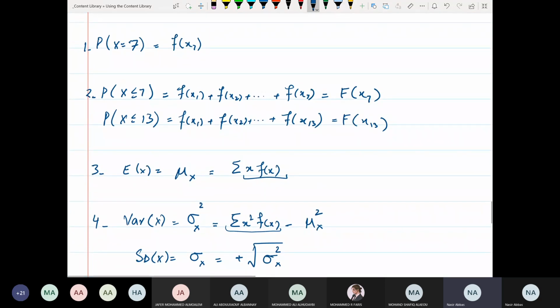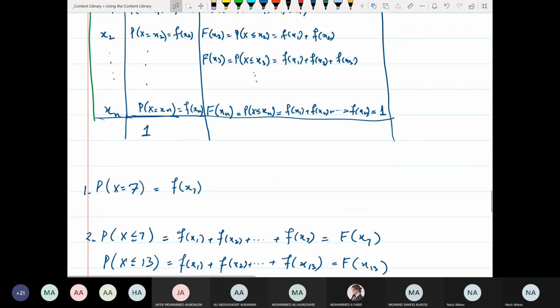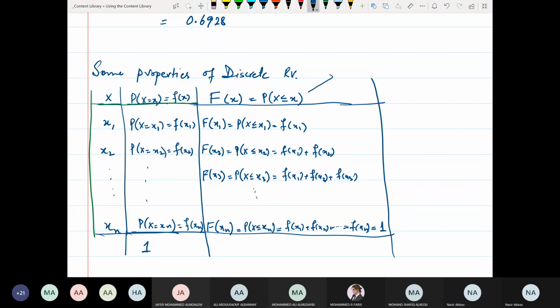I forgot to write the name of this thing. This is called the cumulative distribution function, abbreviated as CDF.